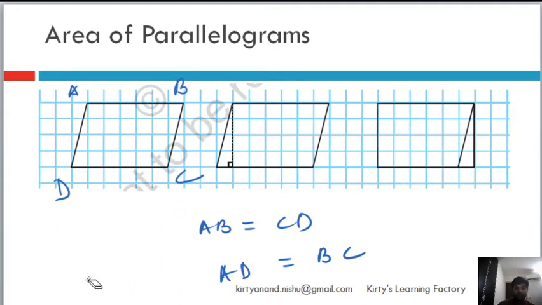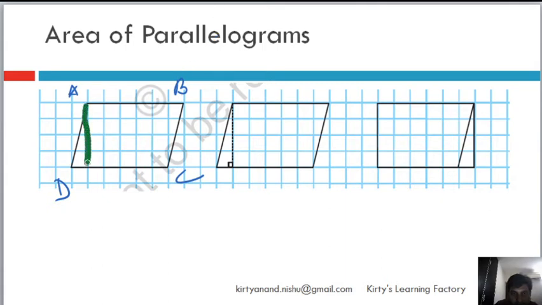These are the same parallelograms plotted on a graph. So this is the parallelogram ABCD. We have to find out its area. Now visually, let's see. You see this line here? Yeah, this line. You see there is a dotted line which I have created here.